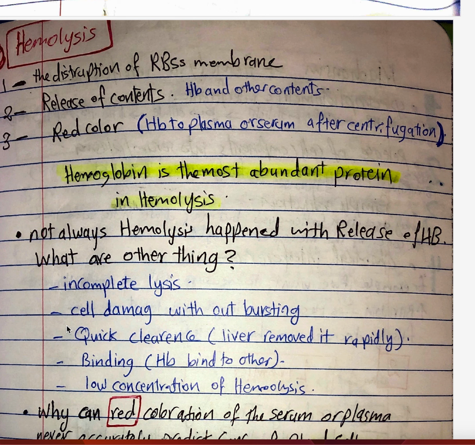The other information that we want to know is that hemoglobin is the most abundant protein in hemolysis. So when hemolysis occurs, what is the most abundant protein? It is hemoglobin. Globin is a protein. So hemoglobin is the most abundant protein in hemolysis.